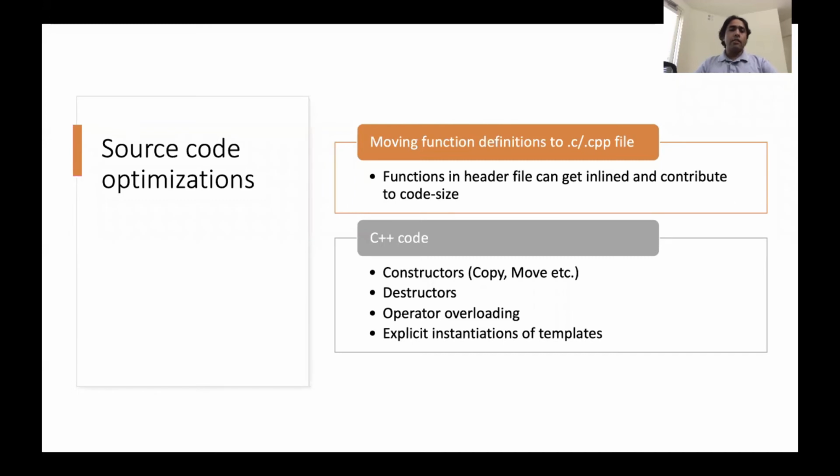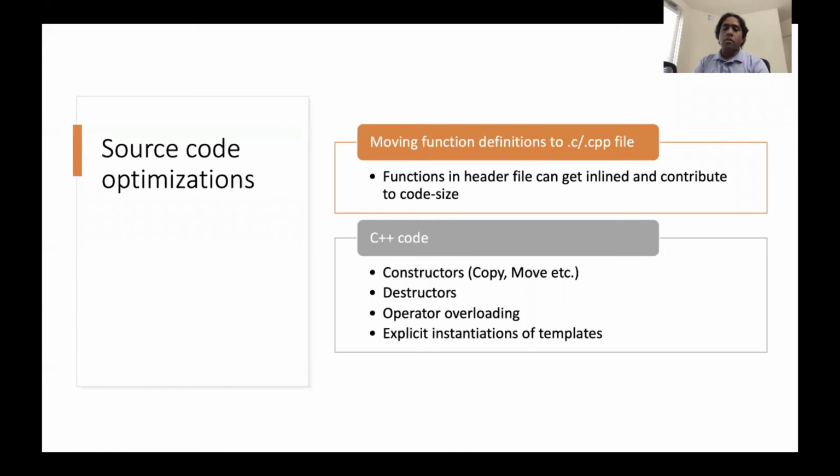The next category is source code based optimizations. As I talked about in the standard library optimizations as well, we can move the function definitions from the header file to the CPP file. That way it will not get inlined, and then we'll save code size.